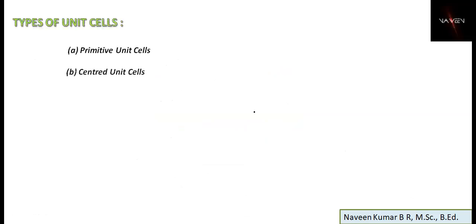It is the types of unit cells. So we have two main types of unit cells: primitive unit cells and centered unit cells. Primitive unit cells are those which will have particles only at the corners of the cube, as we are representing the unit cell as a cubic arrangement. So if the particles are present only at the corners, then we can say it is a primitive unit cell.